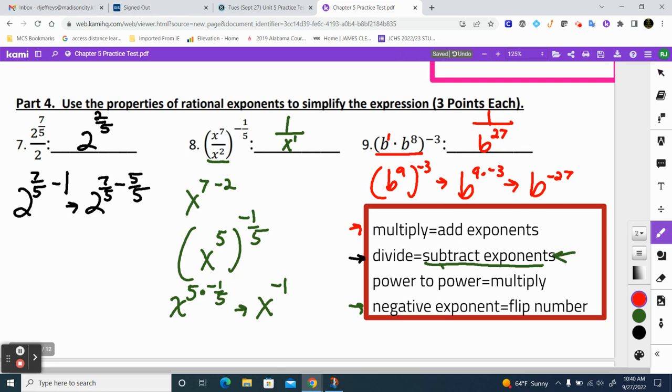Okay. Now, these are 3 points each. These take a little bit more than some of the other ones, so that's why you get a little bit more for it. Okay. That is why.